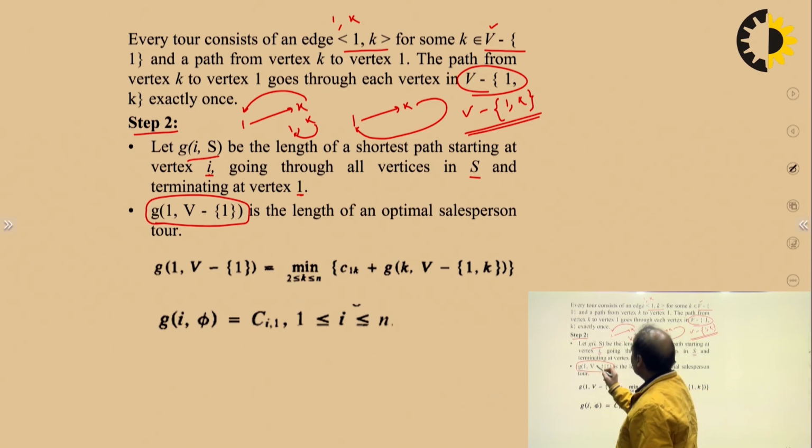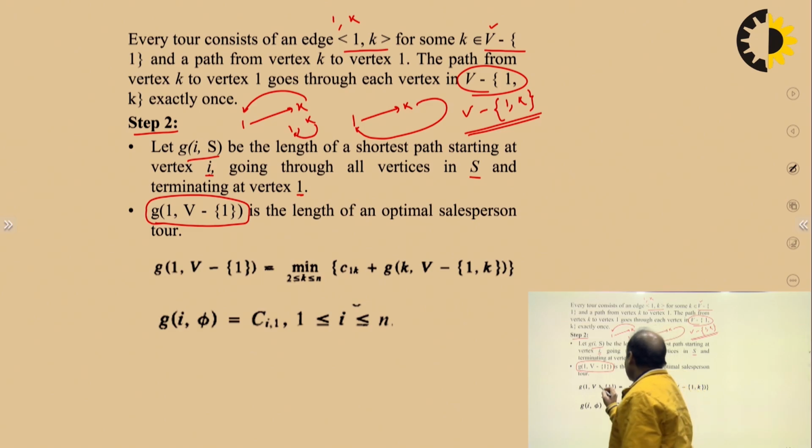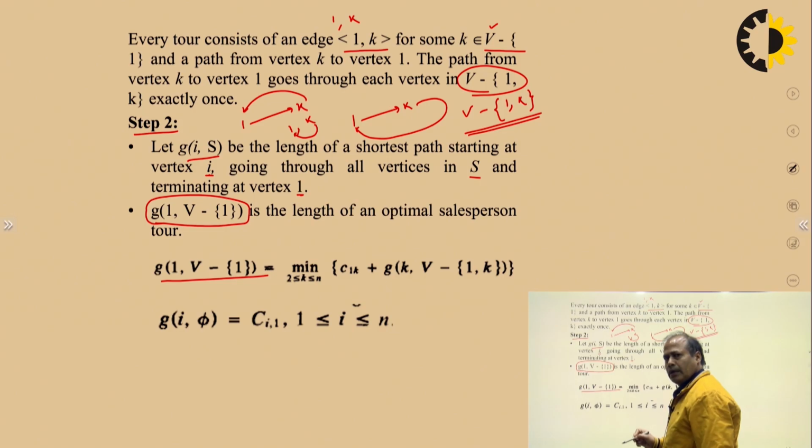Start from 1, going through all the vertices of V, not including 1, because we have to come back to 1 always. So this is the length of an optimal salesperson tour. If you just define this, G(1, V minus {1}), we are interested in the minimum. K cannot be 1 because we are already excluding 1, so k goes from 2 to n, the number of vertices.